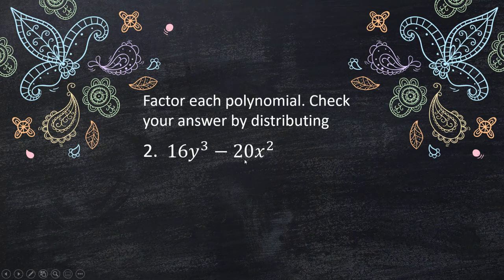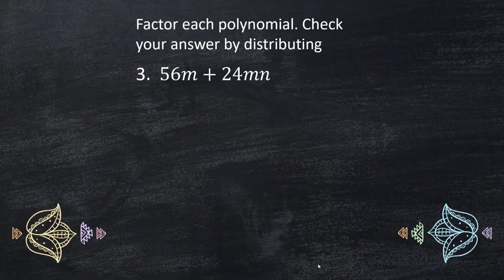Look at your coefficients 16 and 20. Those are both divisible by 4. Next, look at your variables. This has a variable of y, and this is a variable of x, so they don't have any variable in common. So our greatest common factor is 4. Dividing both of those terms by 4 gives us 4y squared minus 5x squared.